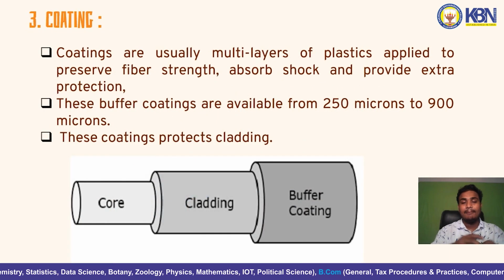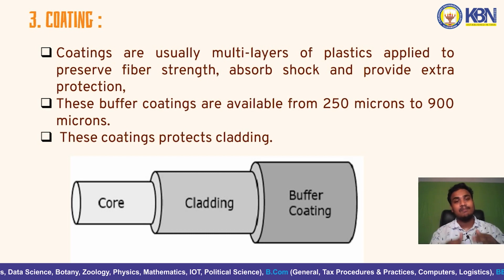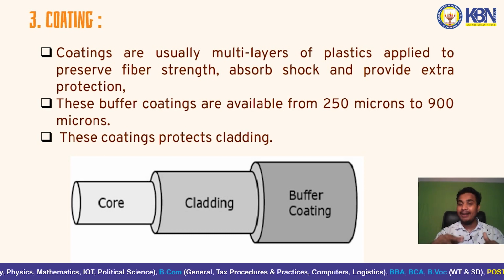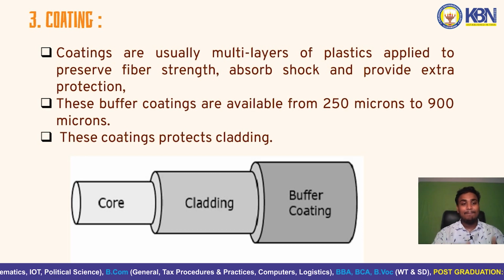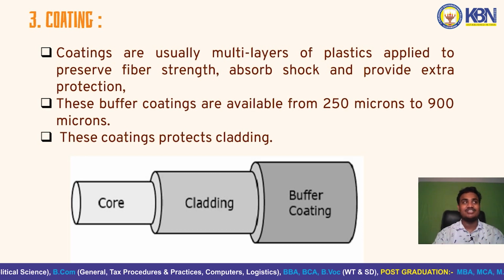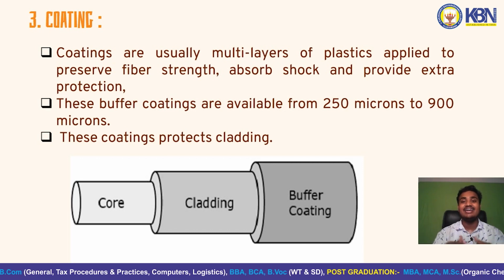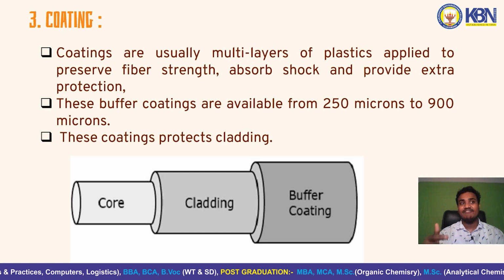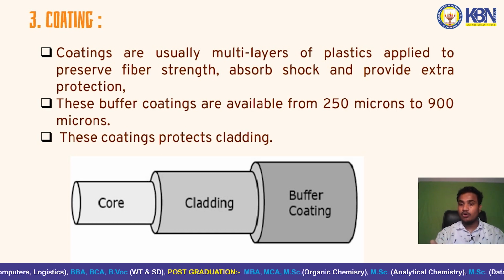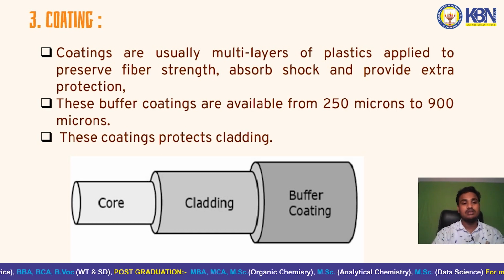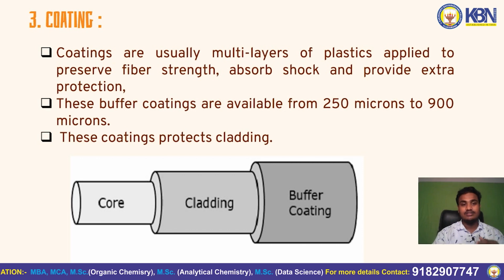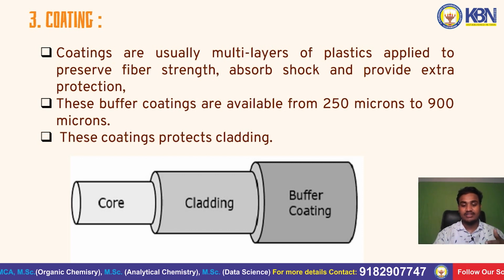Now coming to the coating, which is a layer present around the cladding. Coatings are usually multiple layers of plastics applied to preserve the fiber strength, absorb shock and provide extra protection. These buffer coatings are available from 250 microns to 900 microns. These coatings protect the core and cladding from the atmosphere. It is also called the buffer coating.